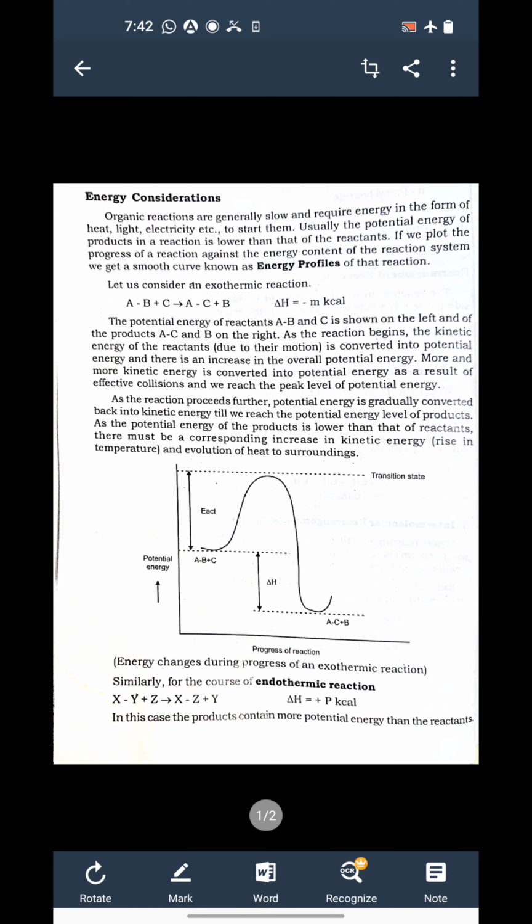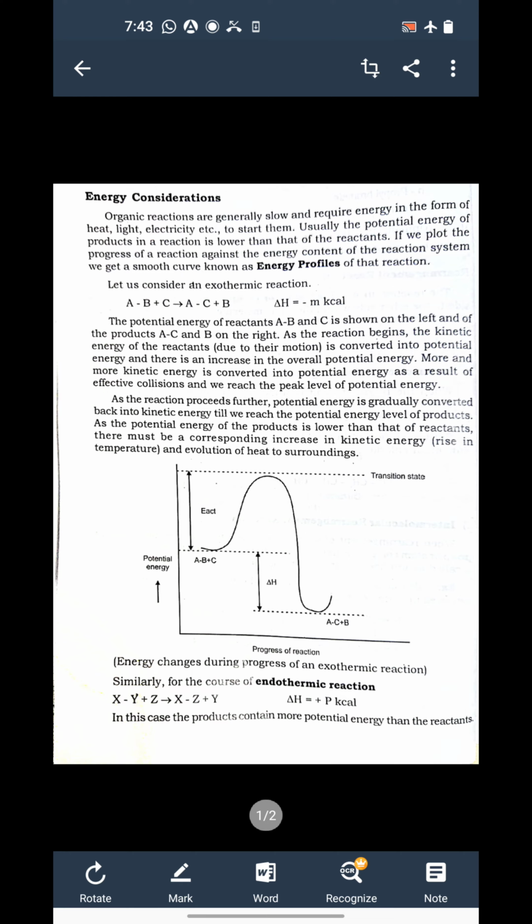Now suppose we are considering one reaction. AB is one molecule, and when it reacts with C, the AB molecule gets cleaved and we get a new product, AC, plus B gets released. Now the energy delta H is equal to minus m kilocalorie. Why are we writing minus m here? Because, as I said earlier, in an exothermic reaction energy is always released. So this much energy is released here.